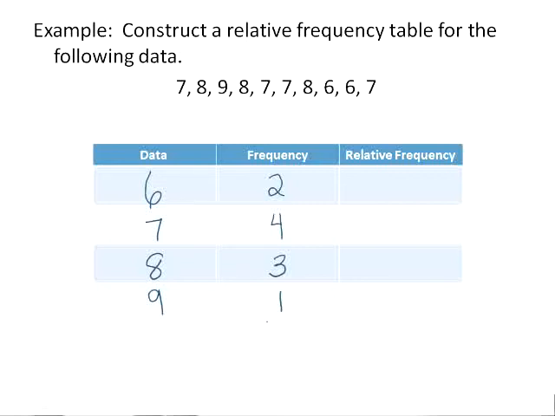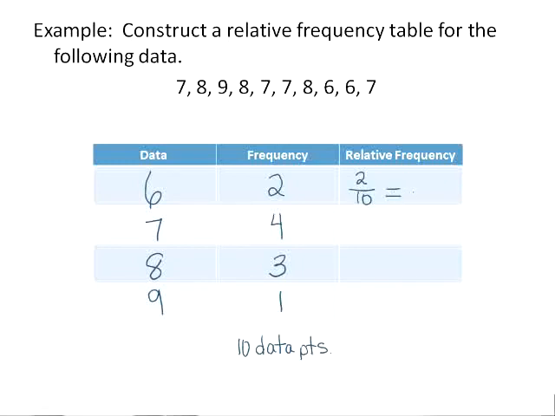Now if you'll count the number of data points, there are a total of 10. So that's going to be used when we calculate the relative frequency. The relative frequency essentially tells you, relative to the entire data set, how often does the data point of 6 occur. So we have a frequency of 2 for 10 total data points.